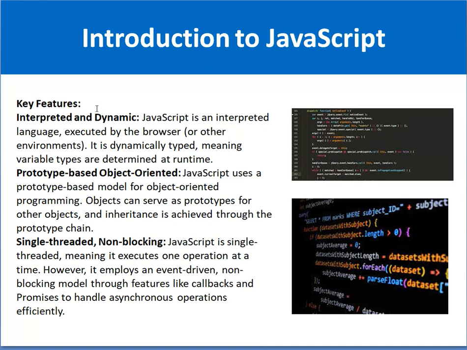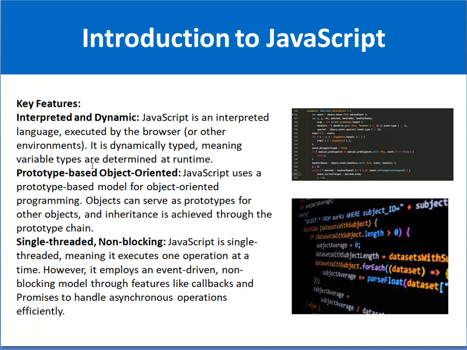Then it has some object oriented concepts, which are prototype based. JavaScript uses a prototype based model for object oriented programming. Objects can serve as prototypes for other objects, and inheritance is achieved through the prototype chain. However, we can't say that JavaScript is a totally object oriented language. However, by using the prototype concepts, we can use some basic concepts of object orientation.